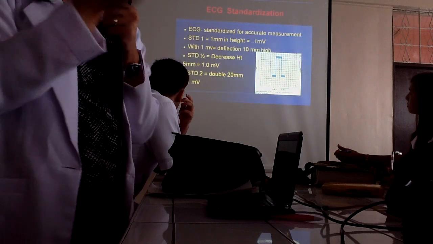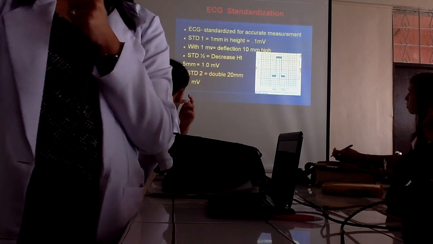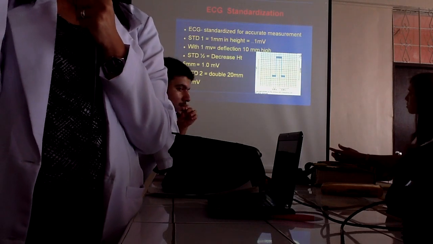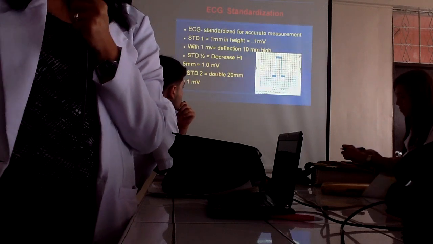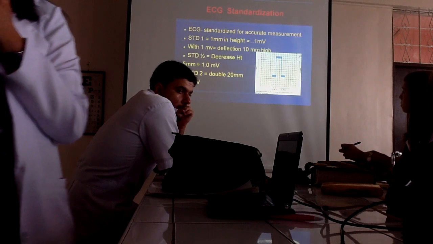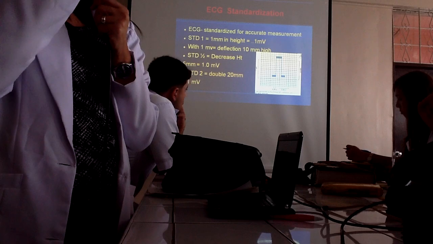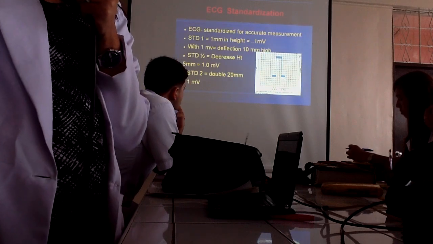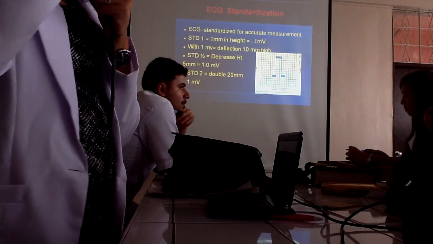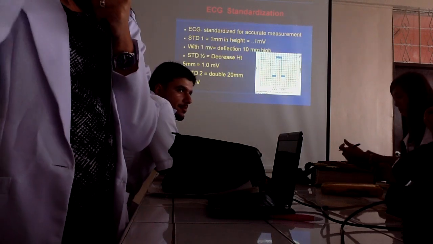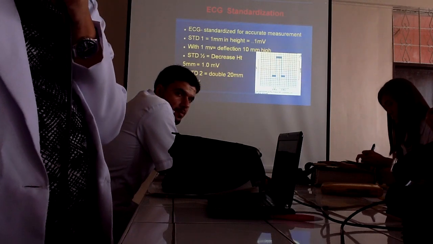Did you understand? Oppositely, if your tracing is very small and you cannot interpret it very well, you can increase the height. When you increase the height, you change it to standard 2. So you double the height, but when you interpret it, you have to make sure that you see what standard was being used. So you know that it's actually a low voltage ECG. It means the ECG's voltage is low, but you still need to increase it so that you will be able to interpret it accurately. Okay?